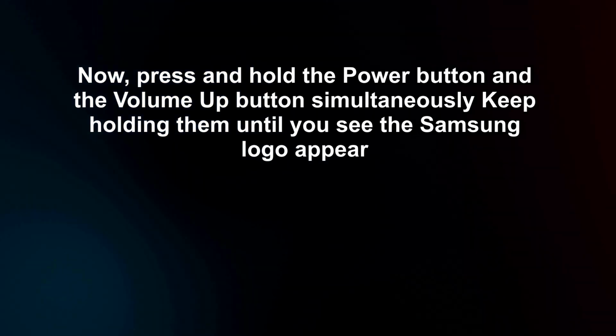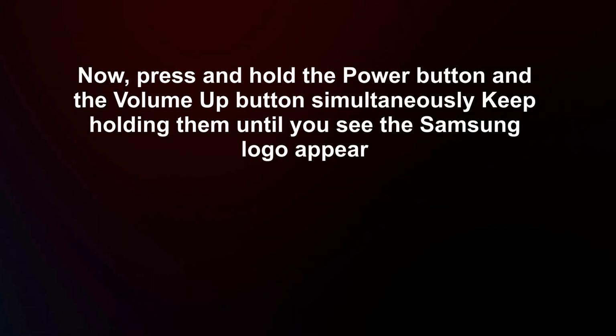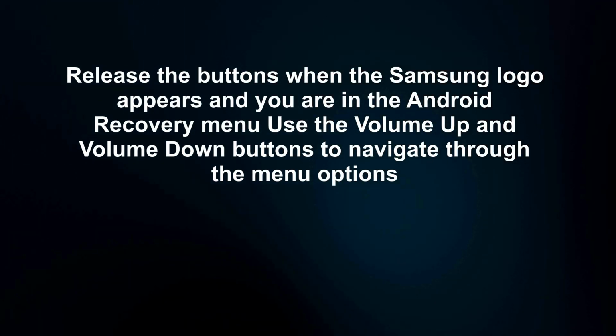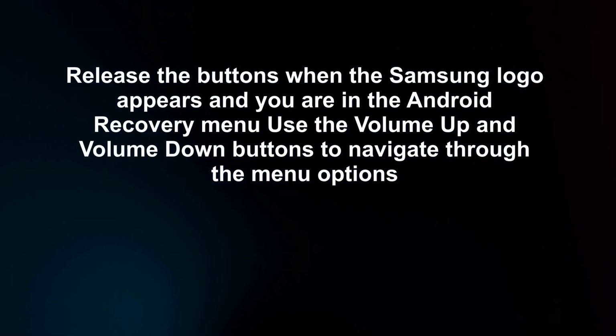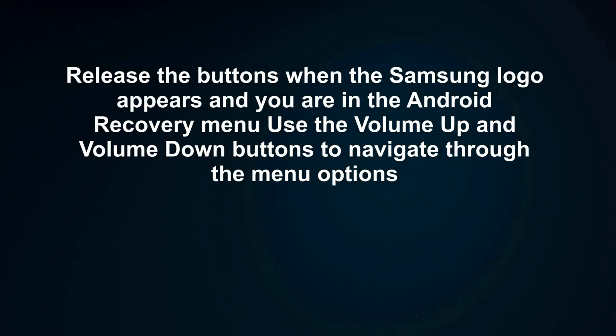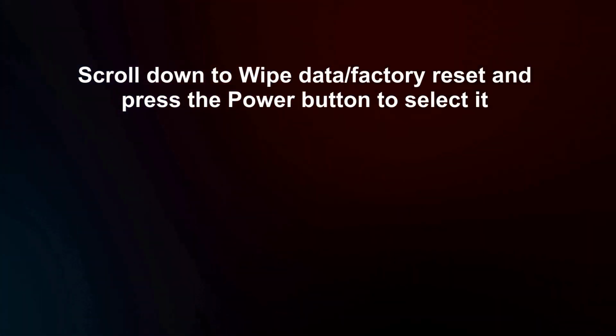Now, press and hold the power button and the volume up button simultaneously. Keep holding them until you see the Samsung logo appear. Release the buttons when the Samsung logo appears and you are in the Android recovery menu. Use the volume up and volume down buttons to navigate through the menu options. Scroll down to wipe data, factory reset, and press the power button to select it.